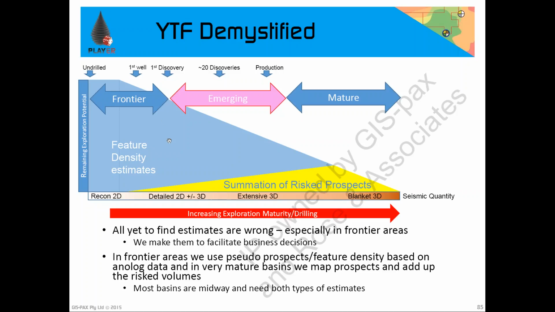So the reason we make yet to find estimates is to actually make these business decisions. We know that those estimates are going to be wrong, but we have to do something here to make these decisions. If we wait until we map everything, we miss the opportunities. So in most basins on the planet, we've got some mapped prospects and we're trying to fill in the gap of the things that we haven't mapped, except in very mature basins where we just map prospects, like the Gulf of Mexico. So this is about 99% of the basins of the world. We've got real prospects and we have to make some guesses.